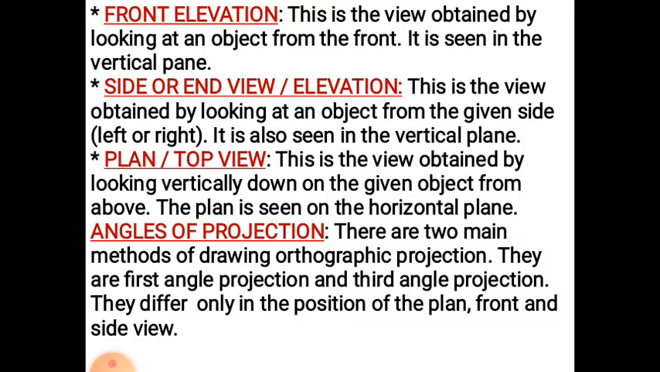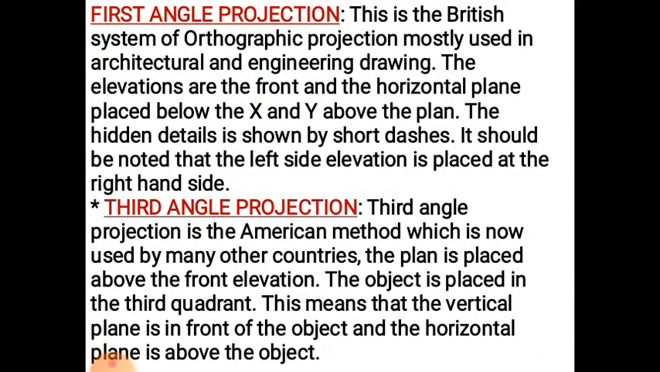Now let's see the angles of projection. So they are first and third angle projection. They differ in the position of plan, front and side view. Now the first angle projection is used by the British system and is mostly used in architecture and engineering drawing. The front elevation and the horizontal plane are placed below the x and y, if you are to be in mathematics, it's called x and y axis, above the plan.